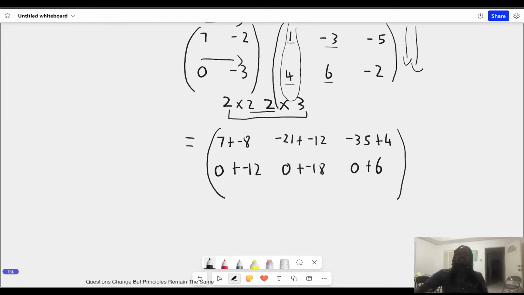And then all we got to do now is just to add all of these things together. So add all of these things together. So 7 plus -8.